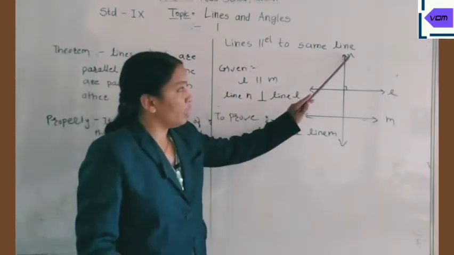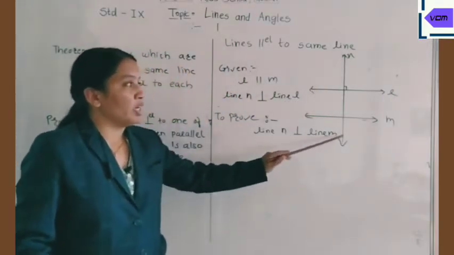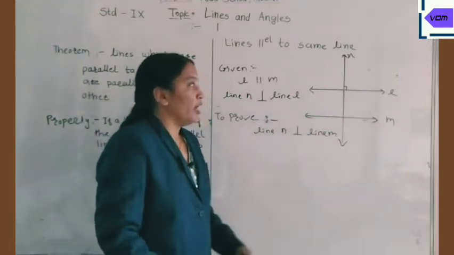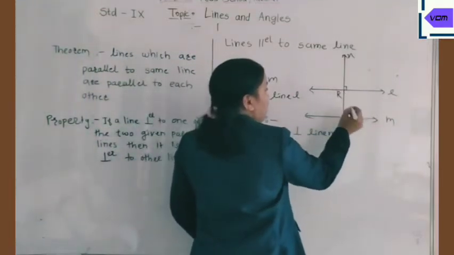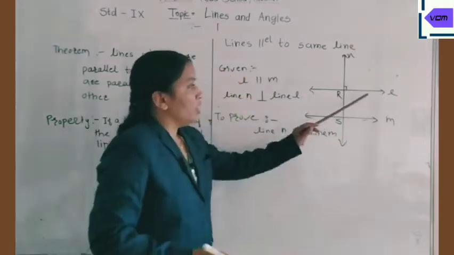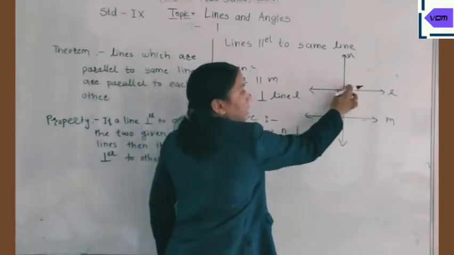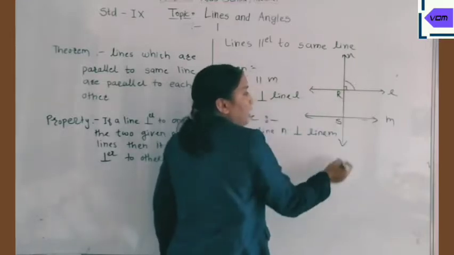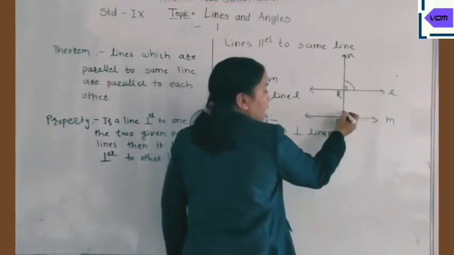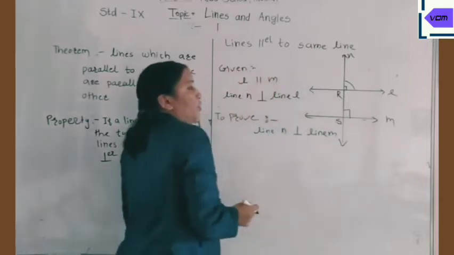As you know, line N is nothing but the transversal for the lines L and M, intersecting them at R and S respectively. Now this angle is 90 degrees. This one angle is 90 degrees. So we have to prove that this angle is also 90. Now it is very simple.